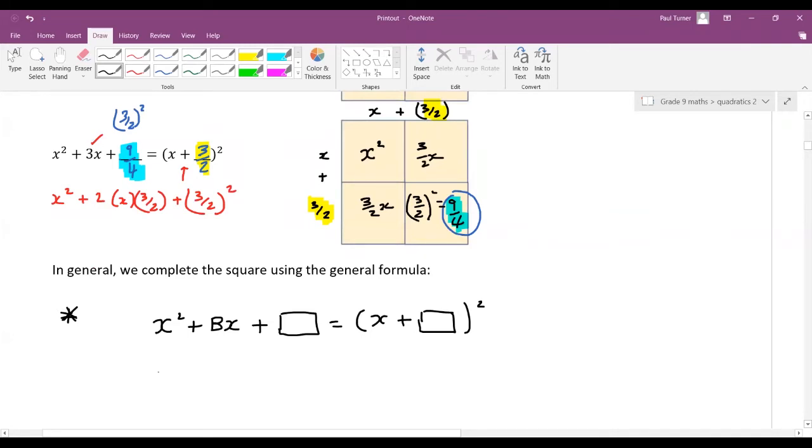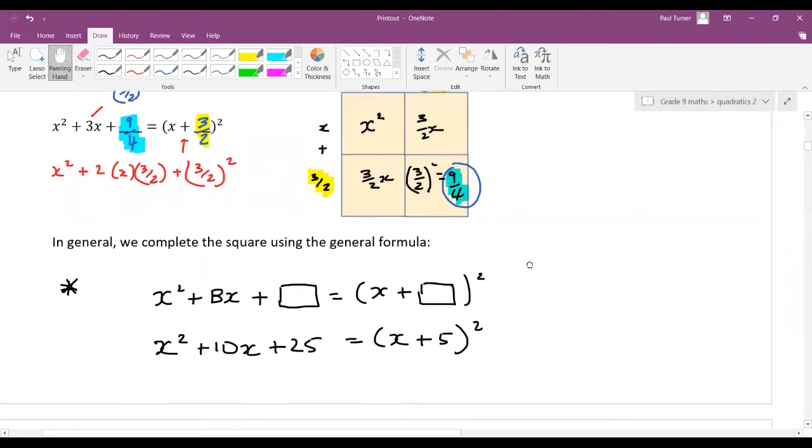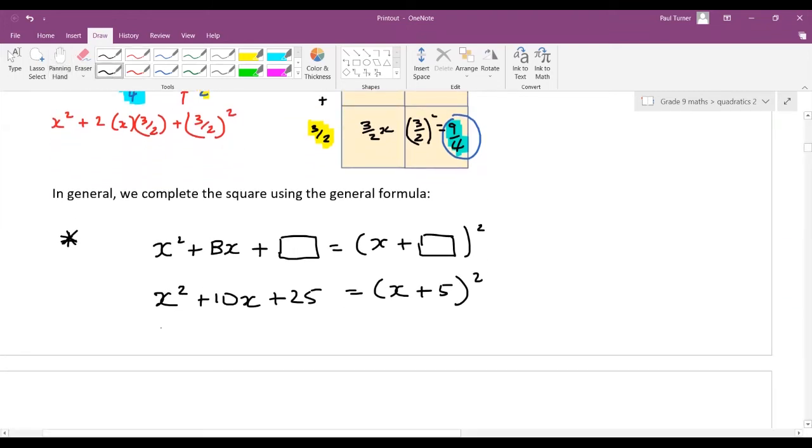So let's write an example as we did before. X squared plus 10x plus 25 equals x plus 5 squared. And I'll write another one below it so you can think what it might be. So x squared plus 6x plus 9 is x plus 3 all squared. So imagine this is the b number here. And then think about what would go in here.